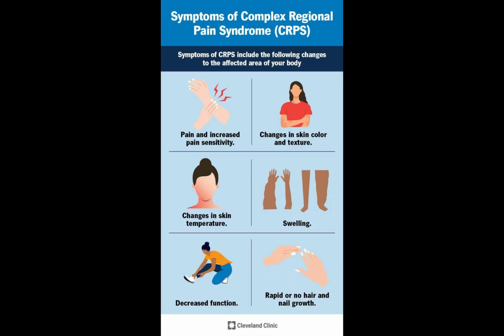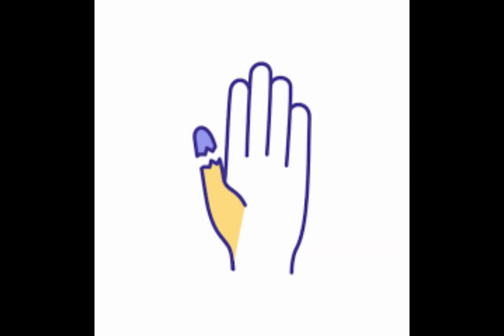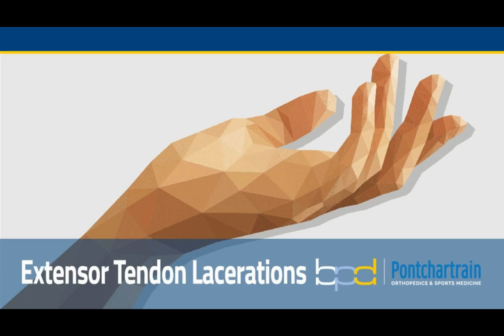Complex regional pain syndrome, or CRPS for short. CRPS is a chronic pain condition that often follows an injury. It involves severe persistent pain that is disproportionate to the initial injury and can be accompanied by changes in skin color, temperature, and swelling. Fingertip amputation. While not extremely rare, fingertip amputations, especially those involving complex reconstructive needs or prosthetics, can be less common compared to other types of hand injuries.